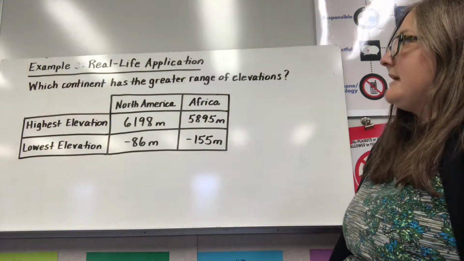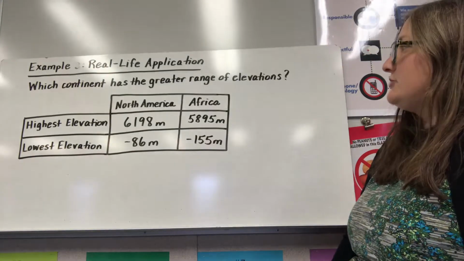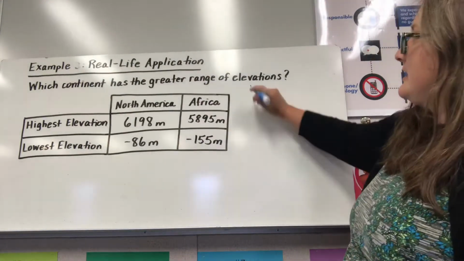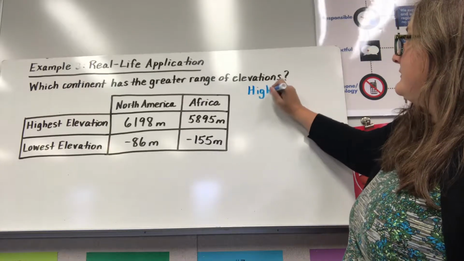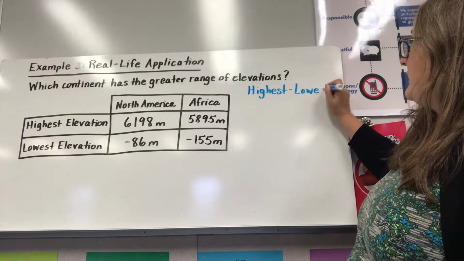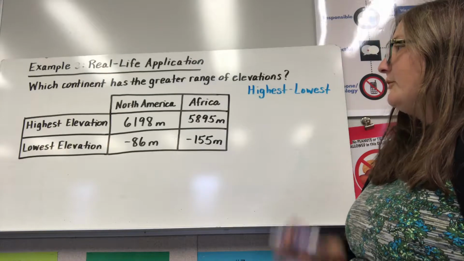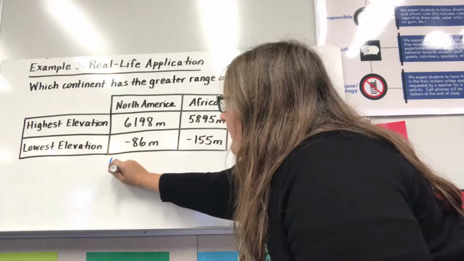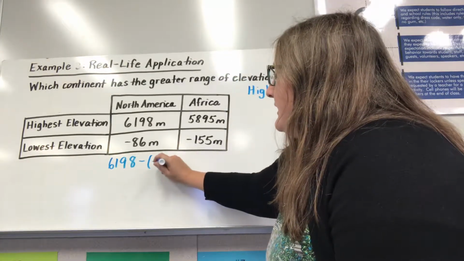Okay, so in this last example, they want to know which continent has the greater range of elevations. So the range here is when you're taking your highest number minus your lowest. So we want to figure out which continent has the greater range. So for North America, I would be doing 6,198, their highest elevation, minus their lowest, -86.